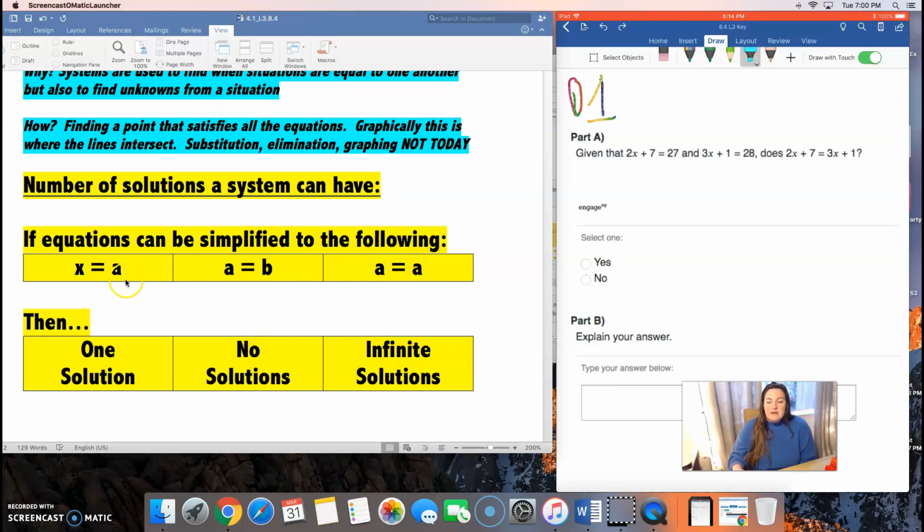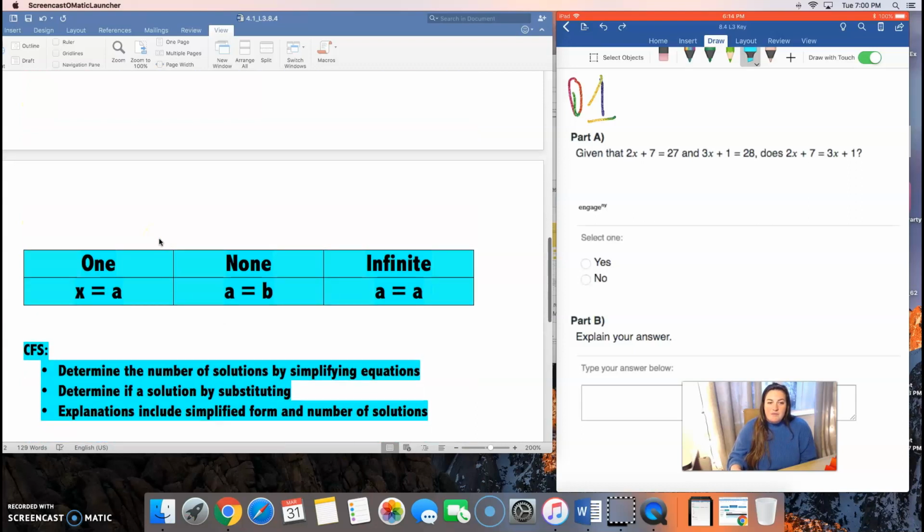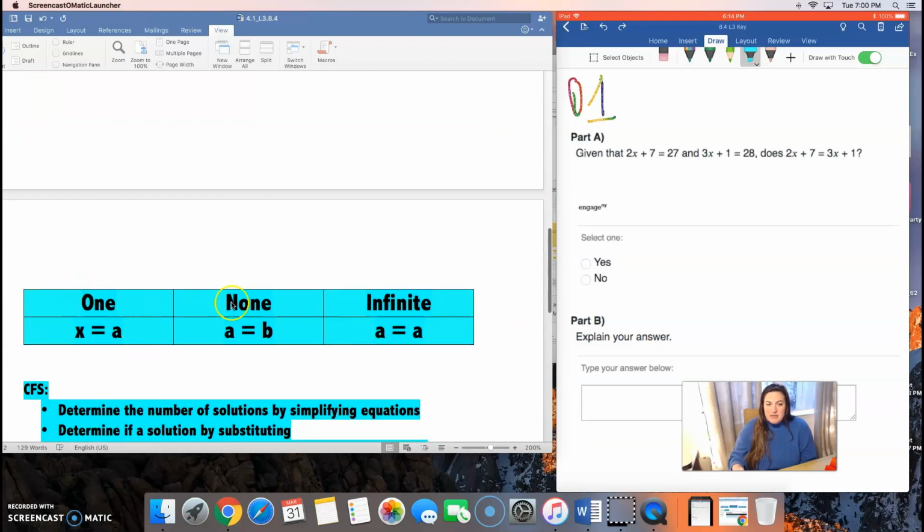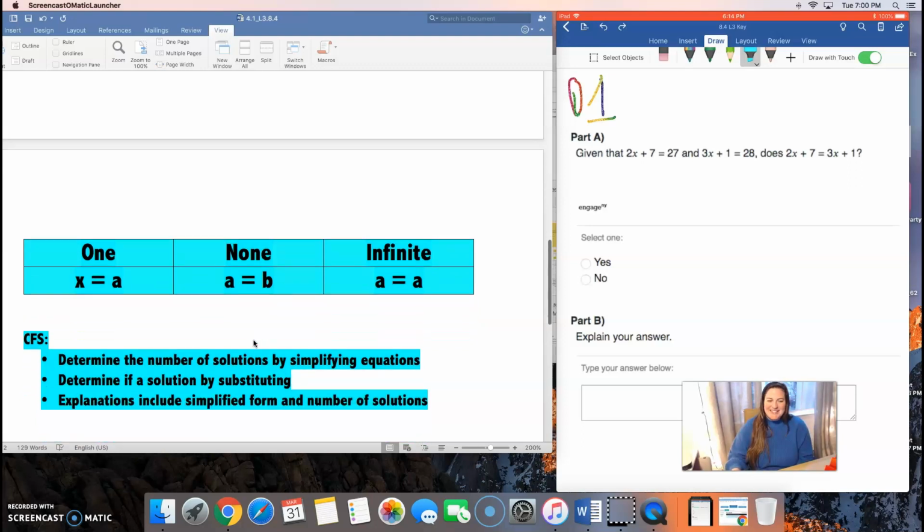So I would take a second on your notepad, maybe hit pause real quick, and jot down these notes. And you can combine it all into one table like that. So 1 solution looks like x equals a. No solution would look like a equals b. An infinite solution would be a equals a, where it's the same thing on both sides, meaning it's always going to be equal. So hit pause and jot these notes down. Oh, and welcome back, if you paused.